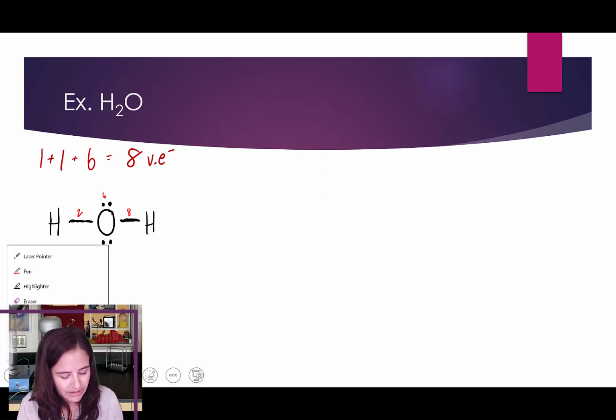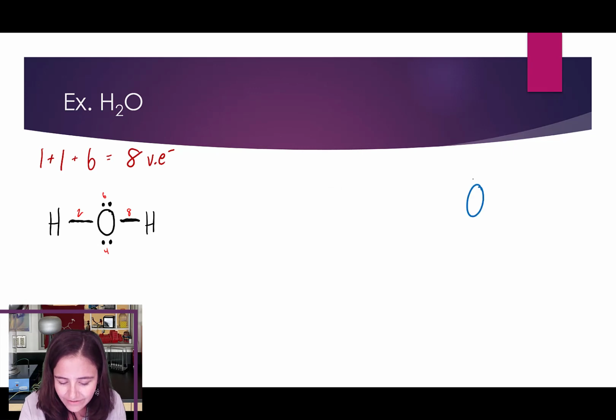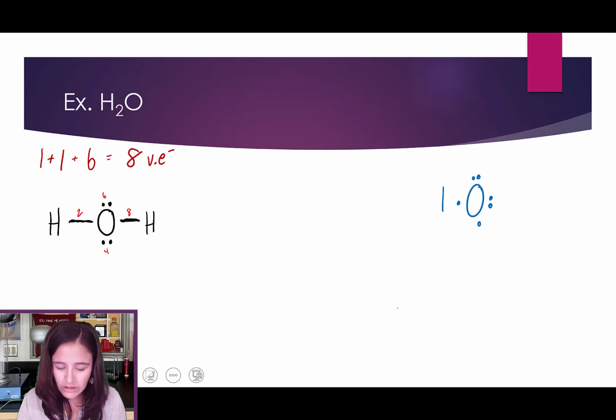Now, just to show you if you did it the puzzle way, we have oxygen with its 6 valence electrons. And then we have the hydrogens with their 1 each. So you can picture the hydrogens coming in and filling in those gaps.